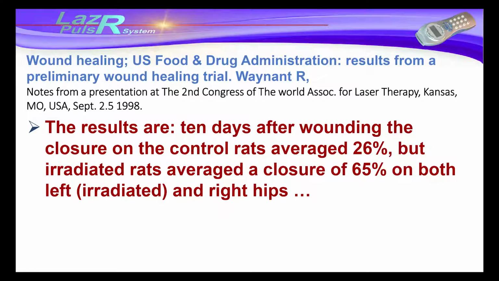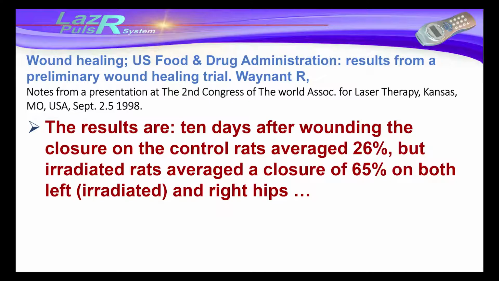This study, performed numerous times, took rats and wounded both their right and left hips on both the control group and the test group. The results were 10 days following the wounding, the closure on the control rats averaged 26%, but the irradiated rats averaged a closure rate of 65% on both wounds. The left, which were irradiated, and the right hips, which never received any therapy.